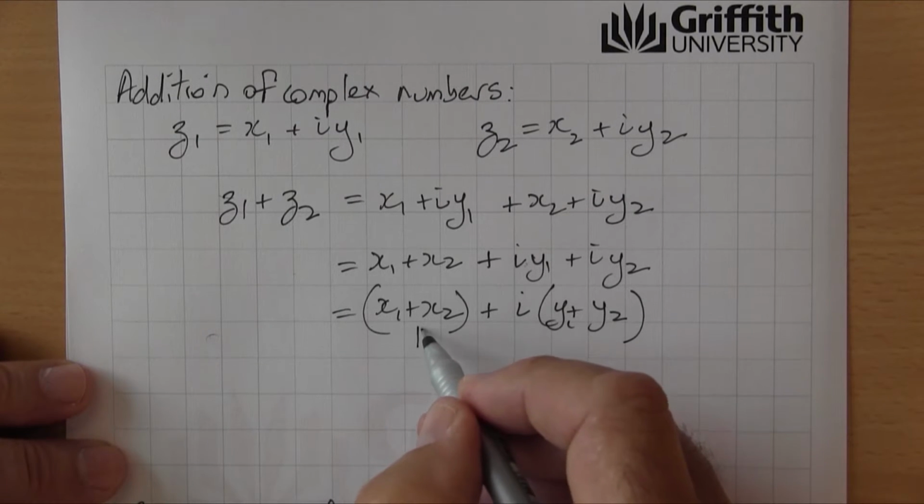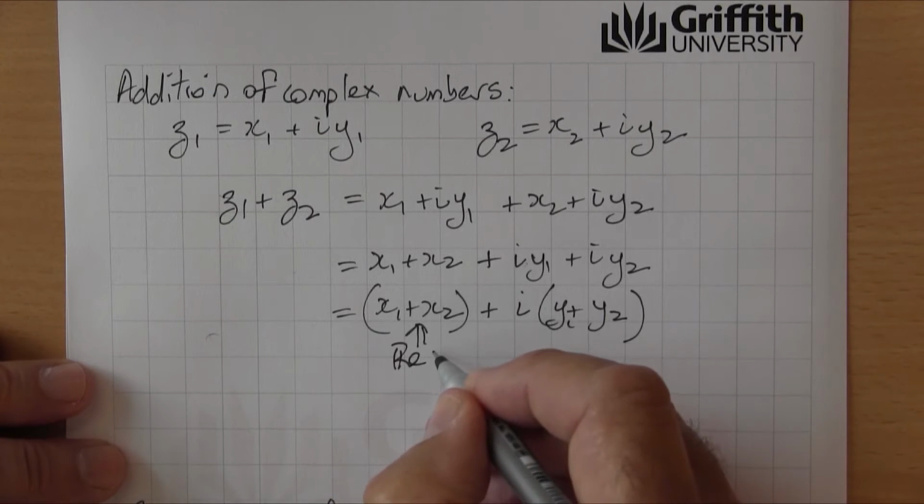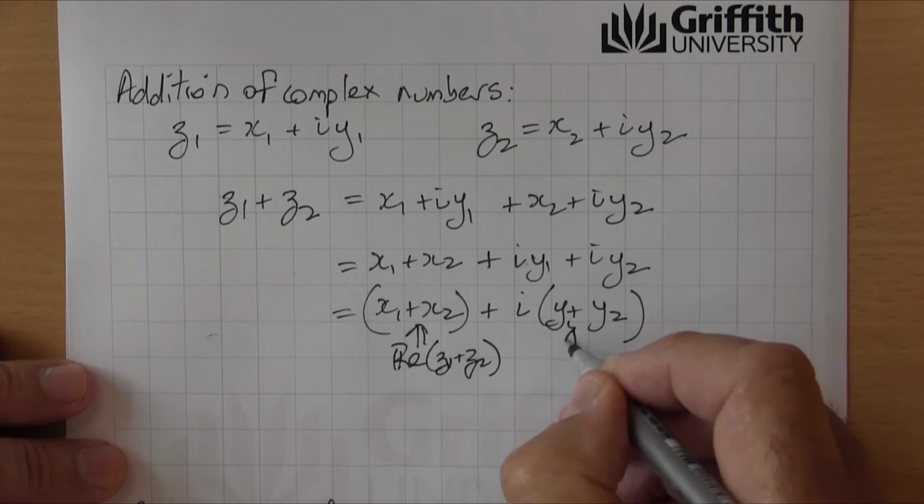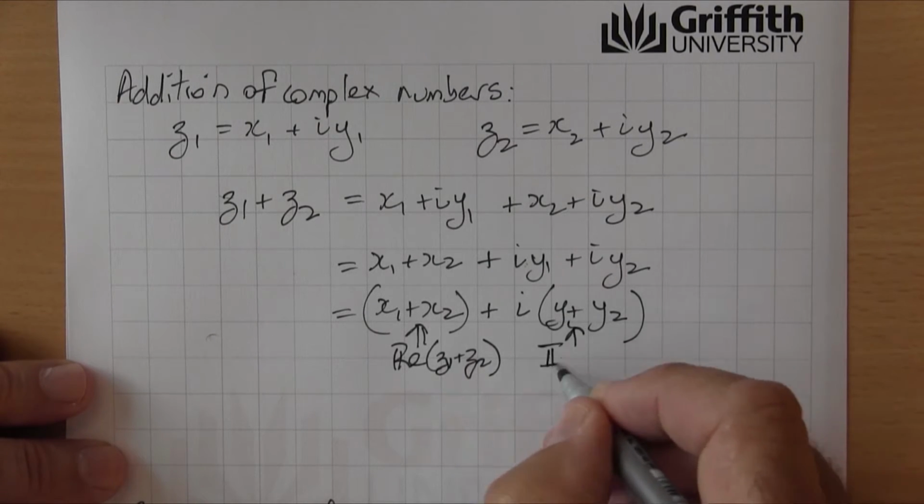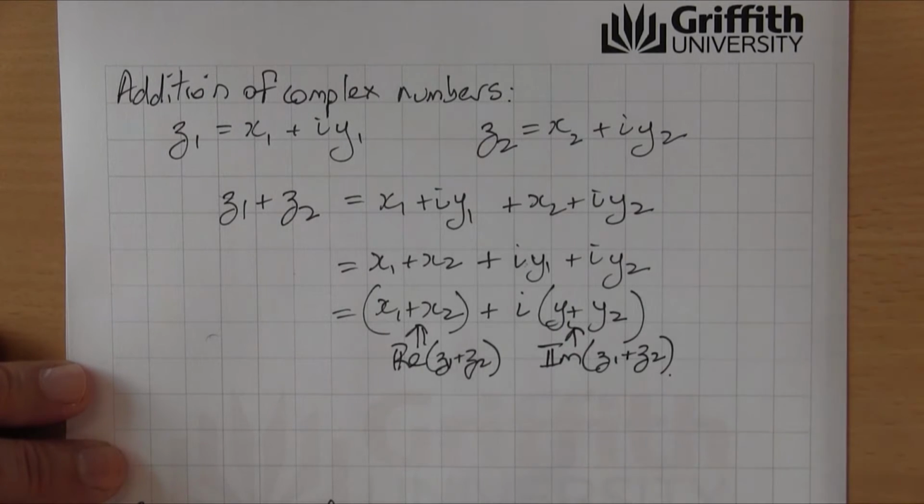So this is the real part of Z1 plus Z2, and this is the imaginary part of Z1 plus Z2.